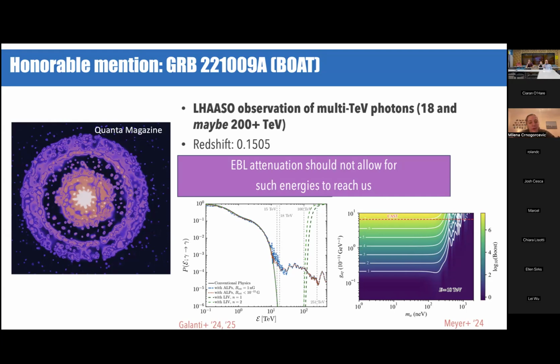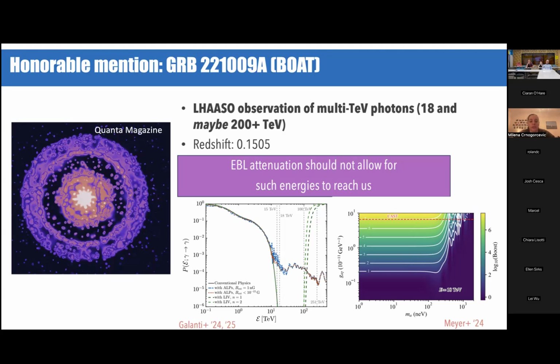However, the interesting part of this GRB is not only that it was very bright, it is also that it was observed at very high energies. In particular, there was an observation of an 18 and maybe about 200 TeV emission from this GRB. And in fact, there was a paper yesterday that came out talking about the likelihood of this multi-hundred TeV emission.